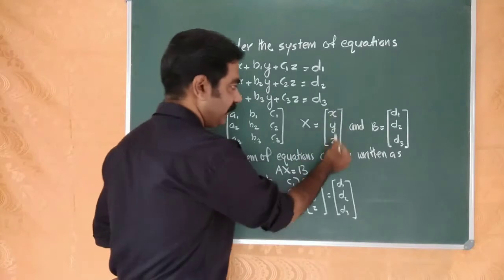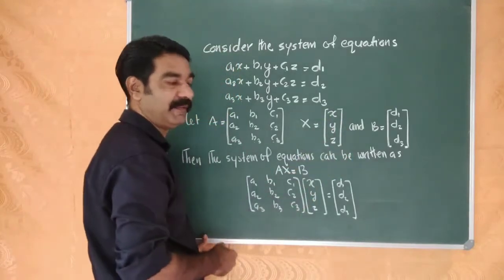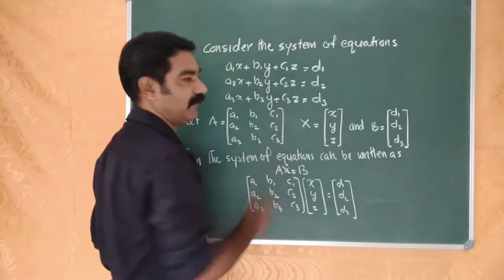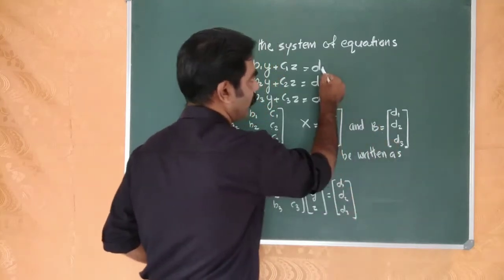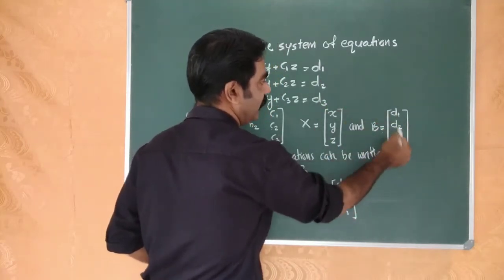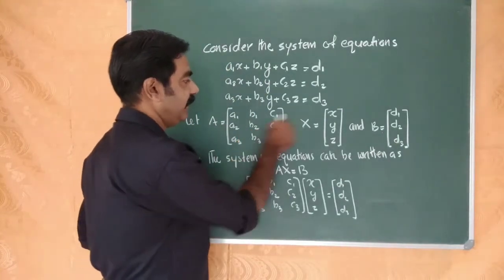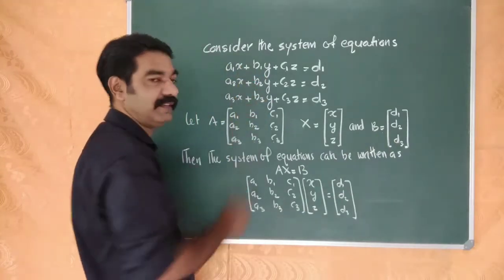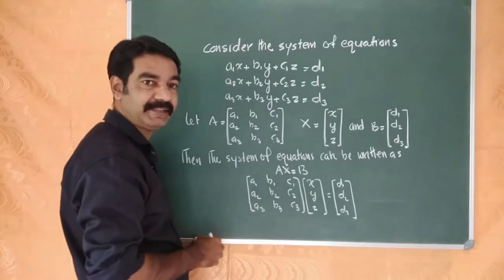And we take X as another matrix, a column matrix with the variables x, y, z as its elements. And B is a matrix with the constants, that is d1, d2, d3. So this is A, this is X and this is B. So this system of equations we can write in the form AX is equal to B.